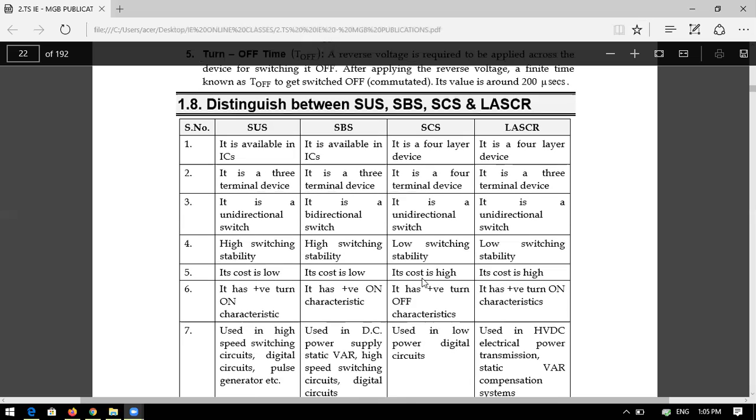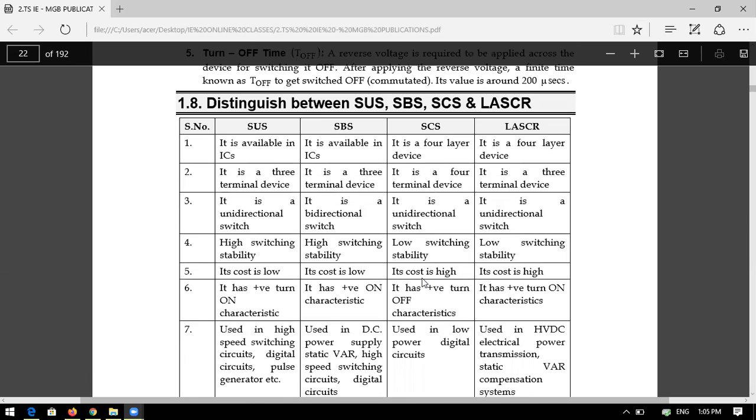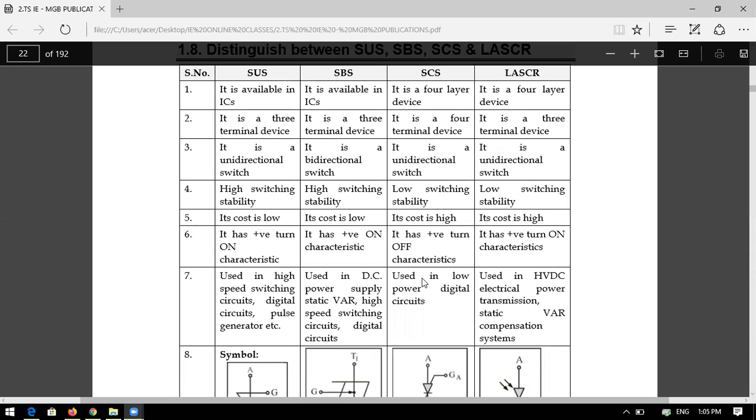Machpila, what are the important ratings? What are the voltage ratings? What are the current ratings? What are the other ratings?